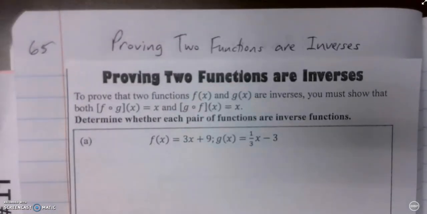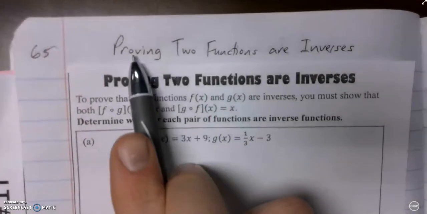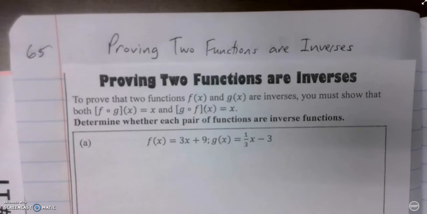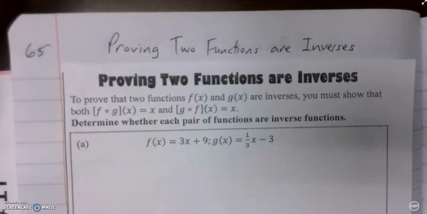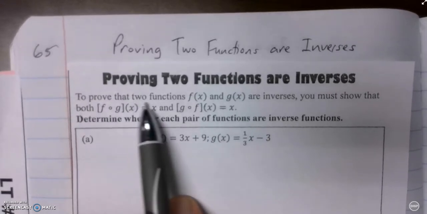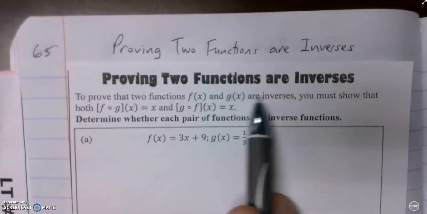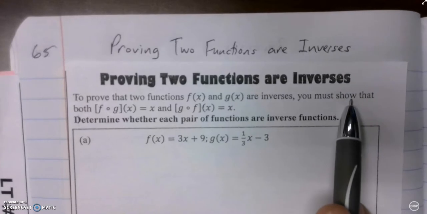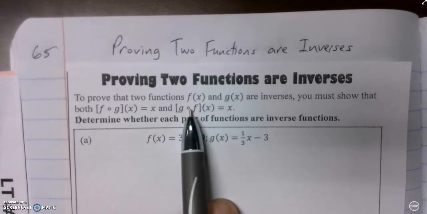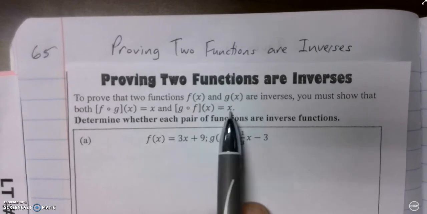The other part of today's lesson is we want you to practice showing or proving that two functions are inverses. On your white half sheet now, quite simply, as we said on the yellow sheet, to prove that two functions f and g are inverses, you must show that both f of g of x and g of f of x equal x.